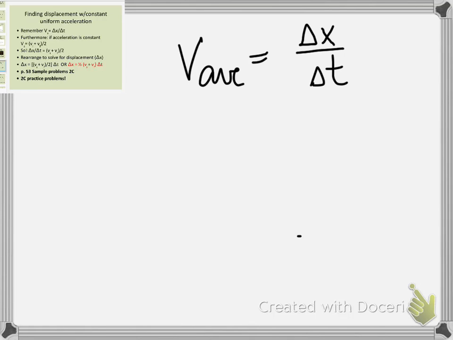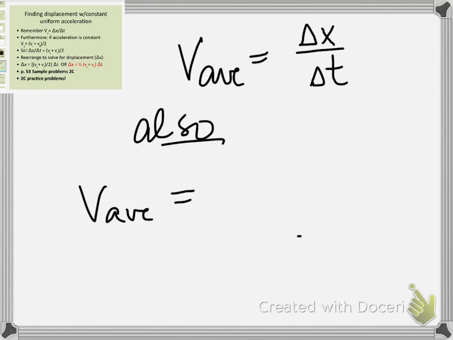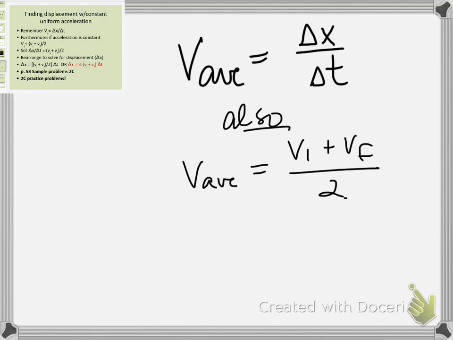Now, here's the other thing. You all know how to find an average of any two values. So also, V average is equal to VI plus VF divided by 2, because that's how you find an average for anything, correct? Good. Well, we can actually set those equal to one another.